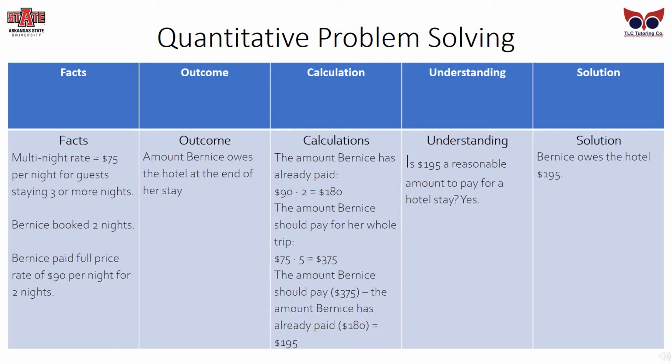The amount Bernice has already paid would be calculated by multiplying $90 times 2 nights to give us $180. The amount Bernice should pay for her whole trip would be $75 times 5 nights, which would equal $375. The amount Bernice should pay, $375, subtracted from the amount she has already paid, $180, would give us $195 as her remaining balance.